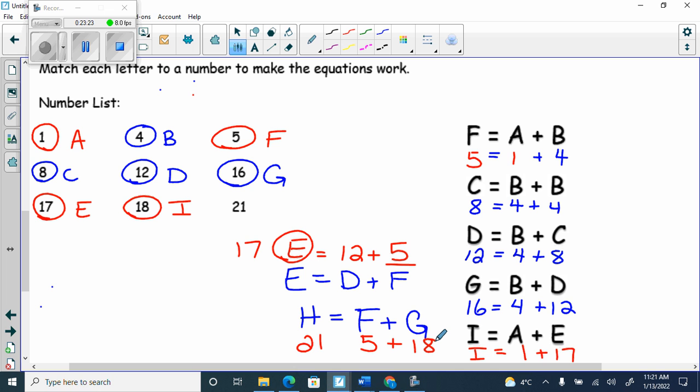Was it H equals F? G is supposed to be 16. Oh, it is 16. I just didn't write it. Oops, I wrote I. There we go. Now it matches. Now we're happy. Would have cried if you got to the very end and it didn't work. I'd be like, no, Mama, no.